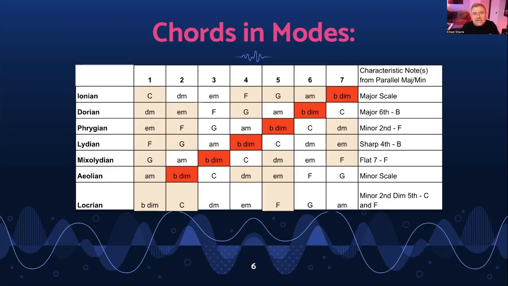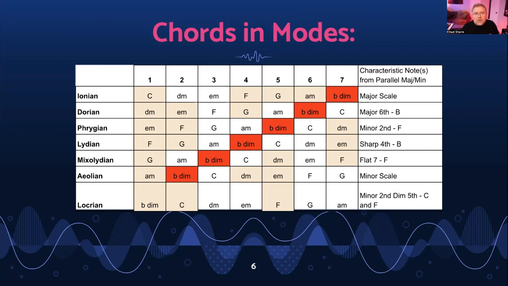So now that we've listened to each mode, we kind of have a sense of what each mode sounds like. You have your major modes, which are the Ionian, the Lydian, and the Mixolydian, built on the first, the fourth, or the fifth degree of the scale. Then you have your minor modes, which are the Dorian, Phrygian, Aeolian, and Locrian. Those are built on the second, the third, the sixth, and the seventh degree of your scale.